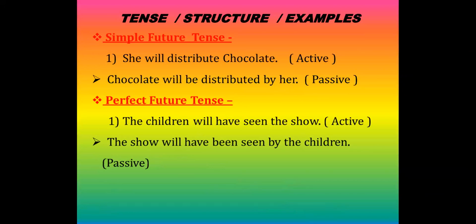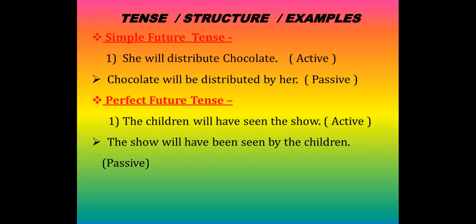Next, simple future tense. She will distribute chocolate. Again, how will we change it into passive voice? Chocolate will be distributed by her. How is the sentence? She will distribute chocolate: subject plus verb plus object. While changing into passive voice, how will it become? Object plus third form of verb plus by plus subject. That is, chocolate will be distributed by her.